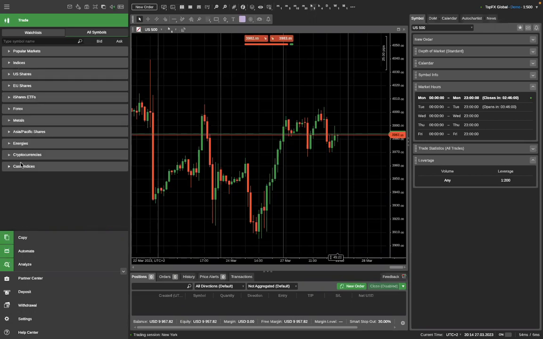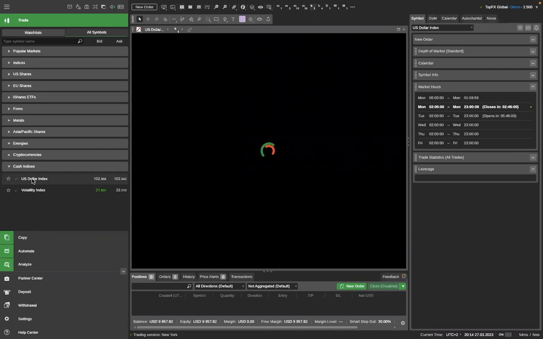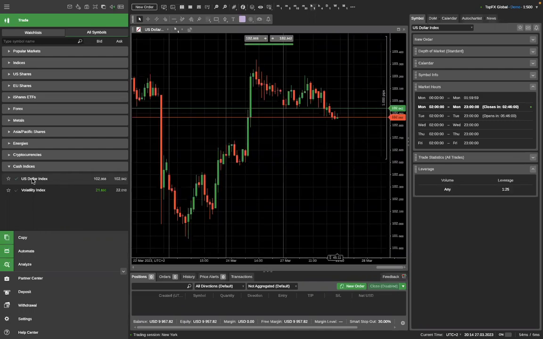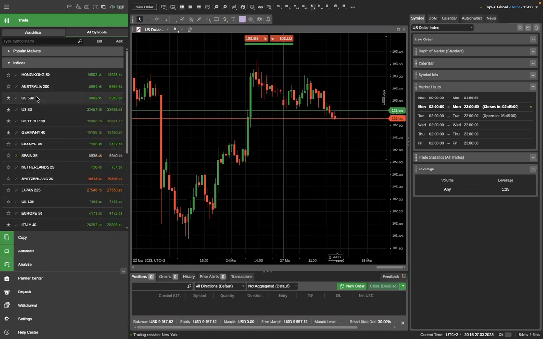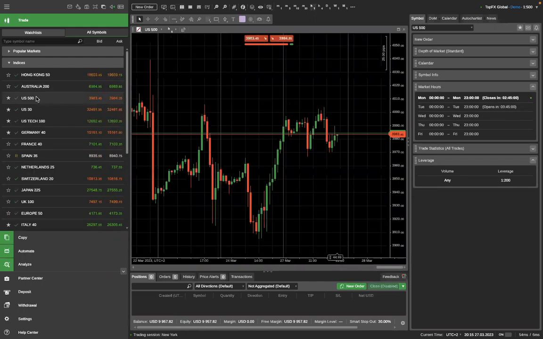You can take a look at the US dollar index in the cash indices menu. This menu is at the very bottom. You can see the cash indices. Here is the US dollar index. This is generally the basket of the US dollar against the other currencies. So the situation here might not be 100% the same as the correlation with, for example, the S&P 500 straight on. Nevertheless, that's the general rule.